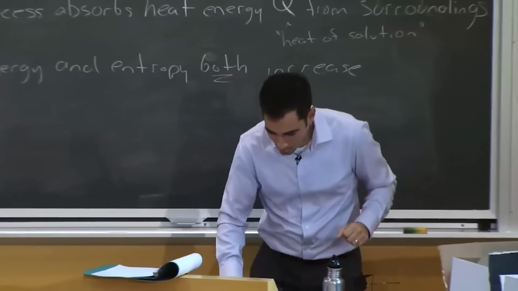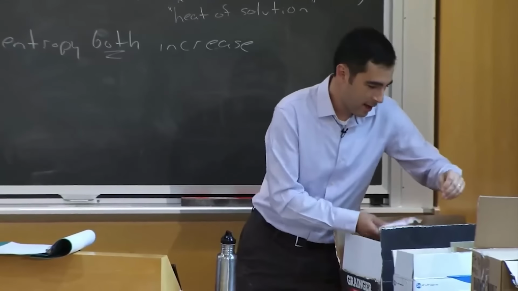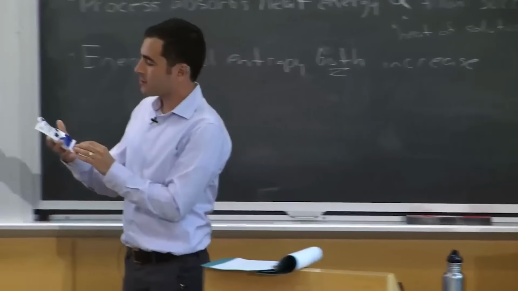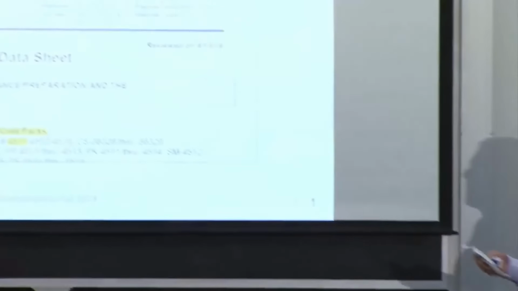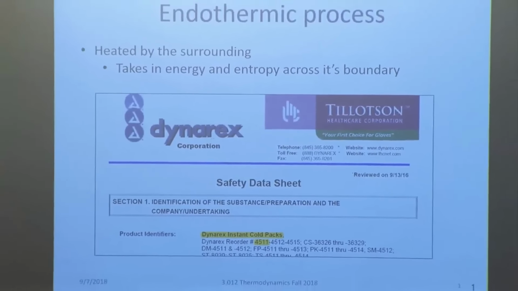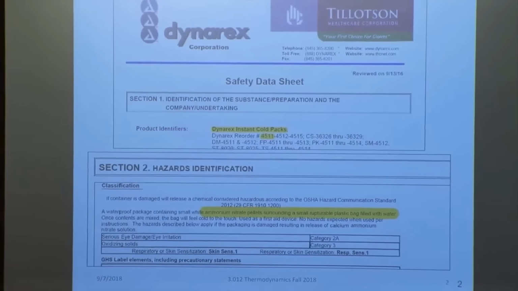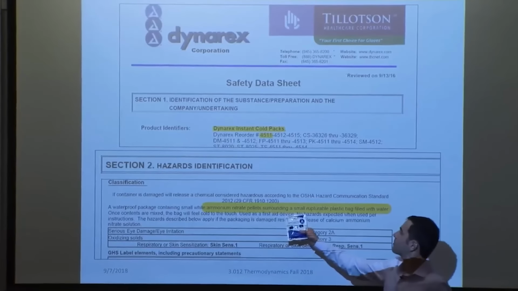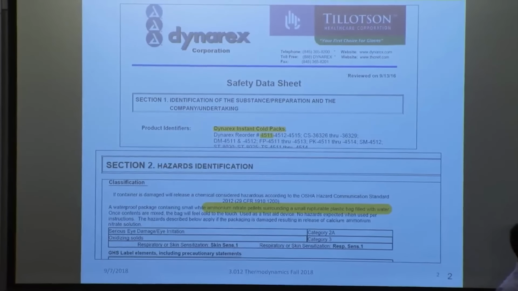OK, so take your instant cold packs, not the one that says warm relief, the one that's blue. All right, so this is a Dynarex instant cold pack. This is just a snapshot from the safety data sheet. If you're ever looking for your first choice for gloves, I guess it's the Tillotson Healthcare Corporation. All right, so this is the SDS, and this is telling you that it's made of ammonium nitrate pellets surrounded by a small rupturable plastic bag filled with water. So we're going to figure this out.